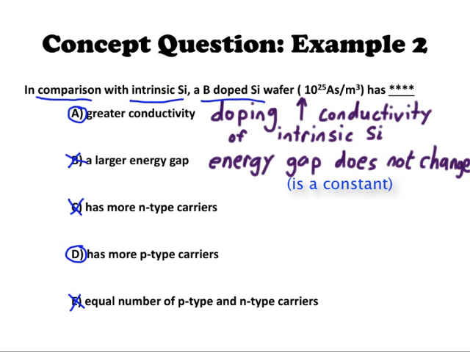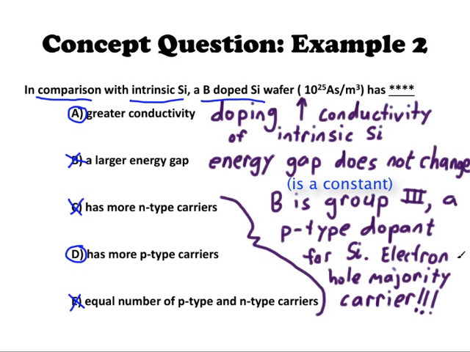The reason that there are more P-type carriers is that boron is a group 3 element, which would be a P-type dopant for the group 4 silicon, otherwise known as an electron hole majority carrier. So the boron has one less valence electron than group 4 silicon, therefore contributing electron holes to the semiconductor. For this question, we have 2 answers: Option A, greater conductivity, and option D, more P-type carriers.